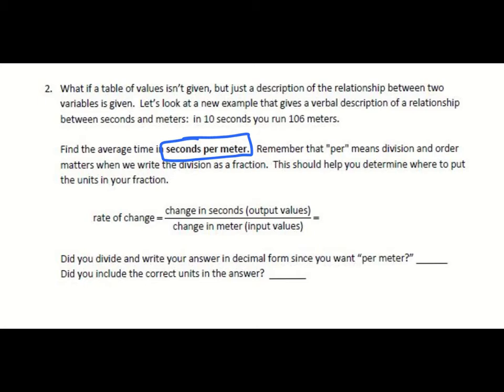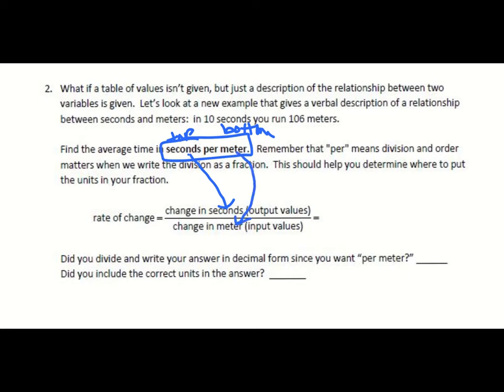Seconds per meter. So remember that per means division, and order matters when we write it as a fraction. So you're writing the seconds divided by your meters. Whatever word comes first goes on top, and then the next word goes on the bottom, in the numerator and the denominator. And so this should help you determine what units in your fraction. So the seconds went on top, your meters went on bottom.